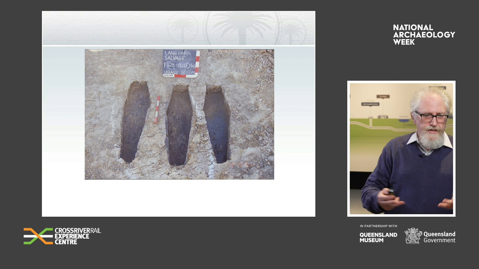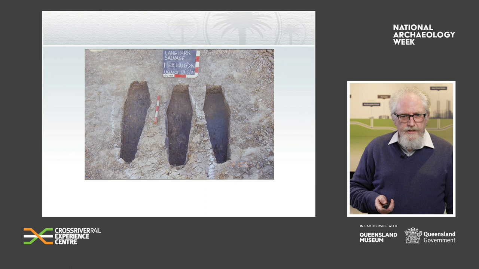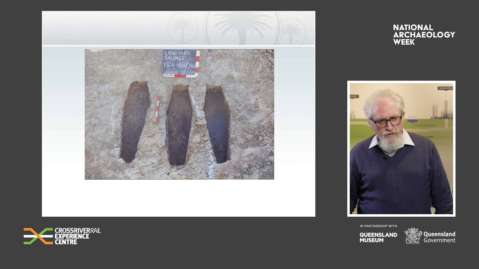This is an image from the Roman Catholic cemetery showing three children's burials very close together. The scale in that, the red and white scale, is 25 centimetres. So if you see that, between two of them, there's an 8 centimetre gap. So you've got to imagine that these kids were probably buried at the same time and were related to each other.